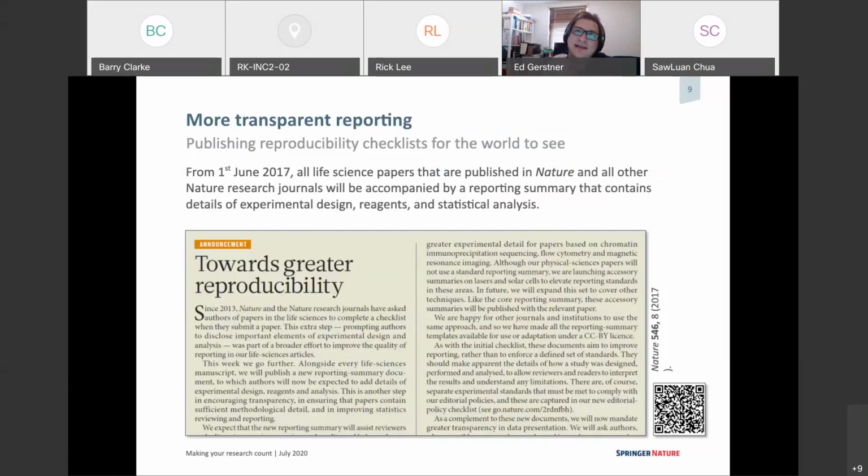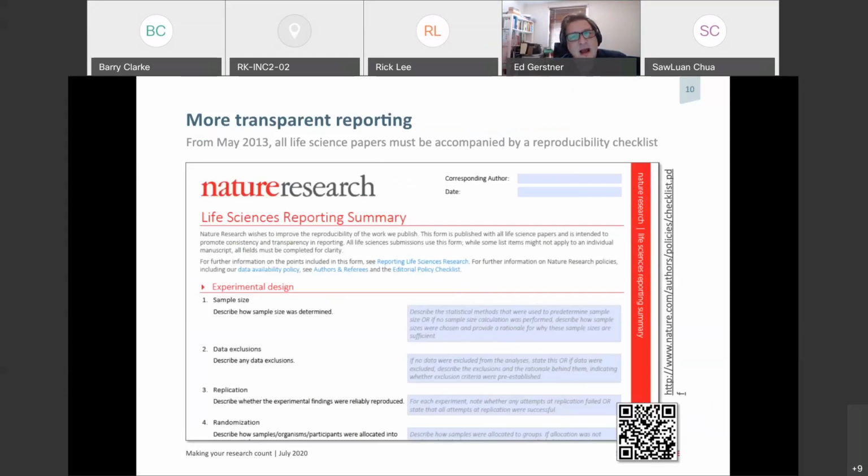And so to try and improve the situation, for many years at Nature, we've introduced what we call reproducibility checklists. And these are lists that we ask authors to fill out to describe how their research was conducted in very specific ways. How many samples were used, what reasons they had for excluding the data, etc. This is mostly in the life sciences. And we are now publishing these reproducibility checklists alongside the papers themselves, so that our readers can see what the authors have done to improve the reproducibility of their research.